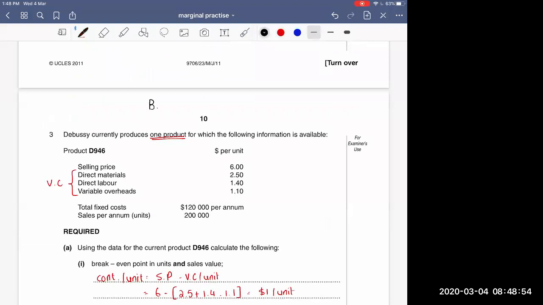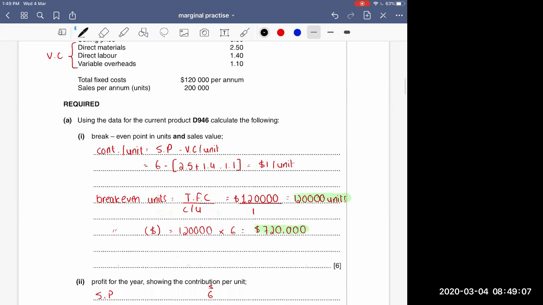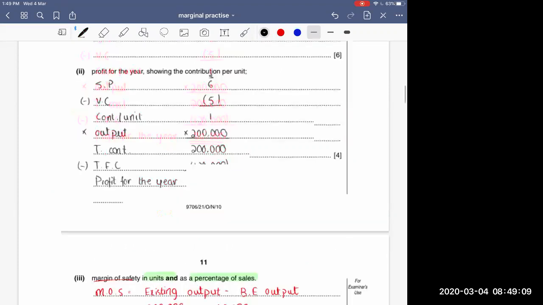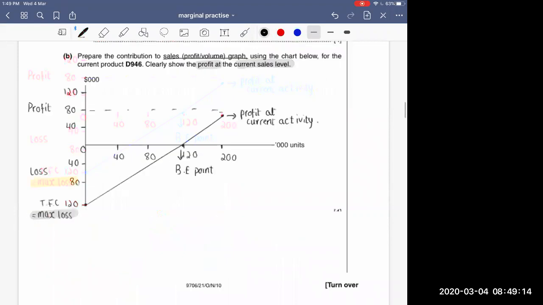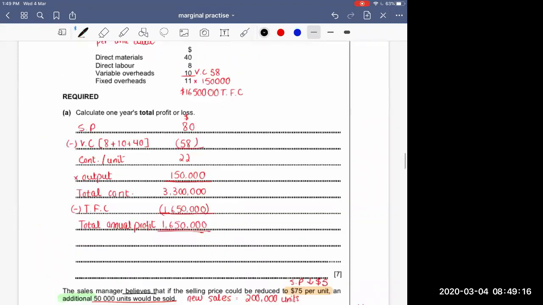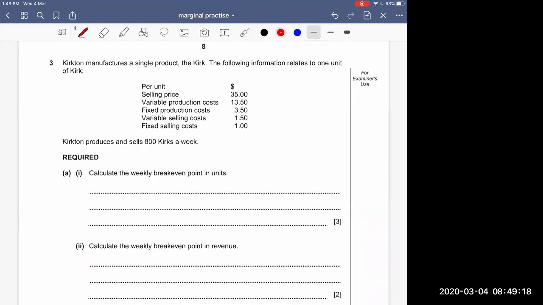And now we will be moving towards page number 350. All right, let's start with the work, guys. Crichton manufactures a single product, the Crick. The following information relates to one unit of Crick.